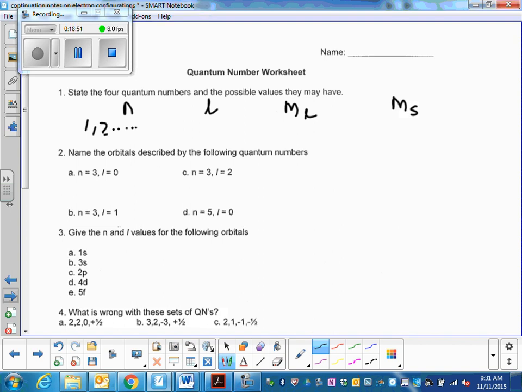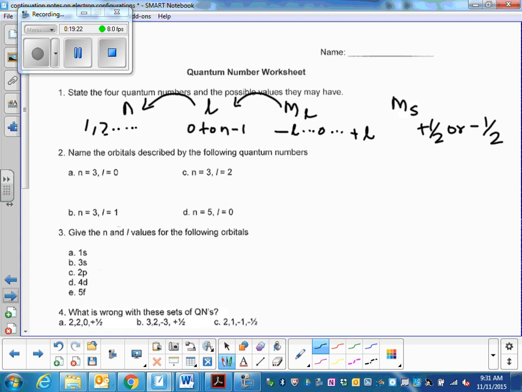L depends on n. What are the values of L? 0, 1, 2, up to n minus 1 are the values of L. What are the values of ML? Minus L, 0 to plus L. What are the values of the spin quantum number? Plus half or minus half.